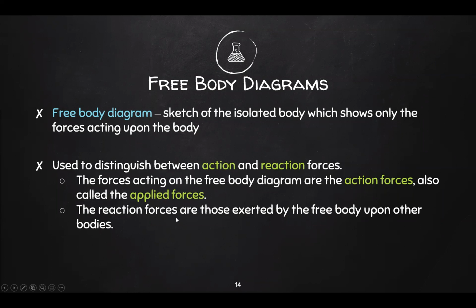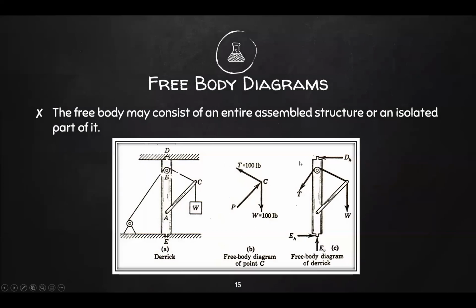So we have two forces here, action and reaction. Action is just the applied force. If we have a body, any force applied to it is your action force. And then the reaction of that body to your action force is your reaction force. So to illustrate, we have this. The free body may consist of an entire assembled structure or an isolated part of it.